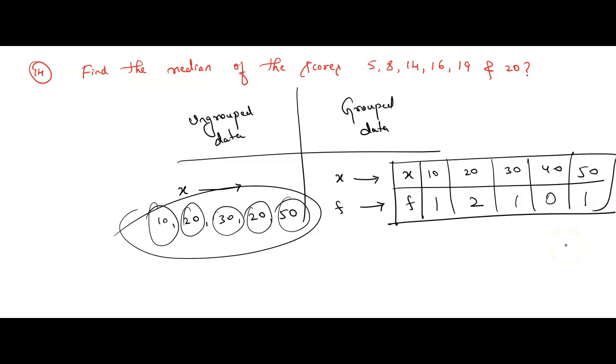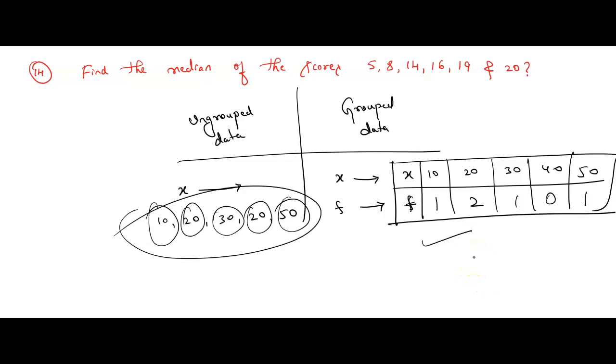If the same number is repeating many times, we write that as frequency. We call that frequency. In ungrouped data, the values will be more. But in grouped data, the same data we compress into the simplest form. That is called grouped data. Here also we are solving the problem with respect to this only.